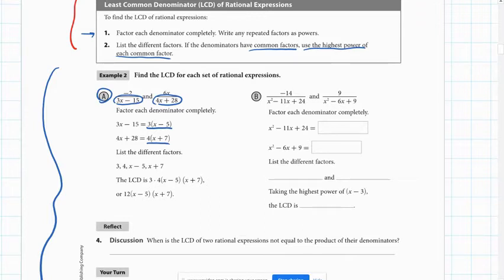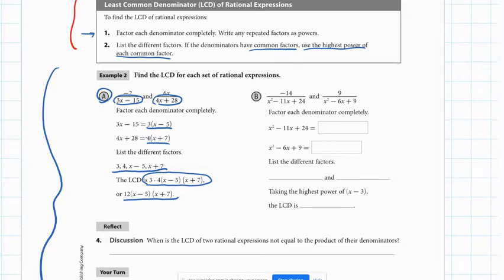When you factor this denominator, you get 4 times x plus 7. Okay, and so if we list all of the different factors, that's what they did here. The different factors are 3 and 4 and x minus 5 and x plus 7. Those are all different, so they all have to appear in our least common denominator. And so if you list all those factors and then multiply them like this, you end up with our least common denominator of 12 times x minus 5 times x plus 7.